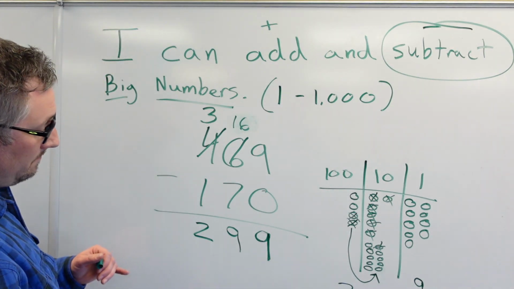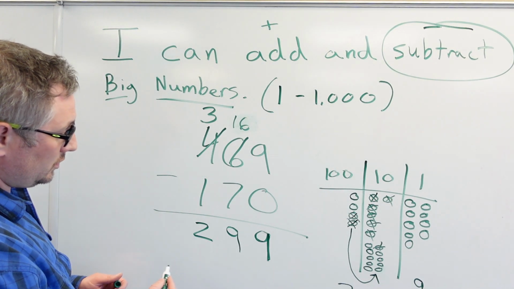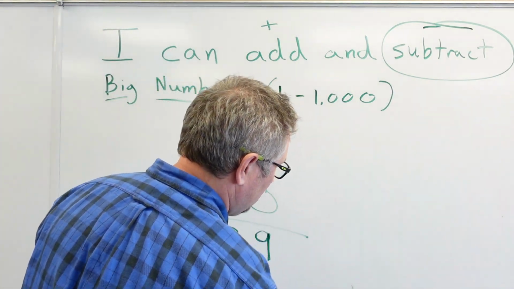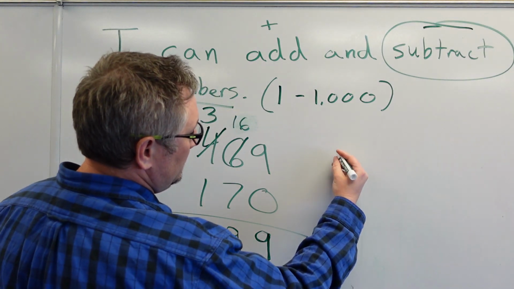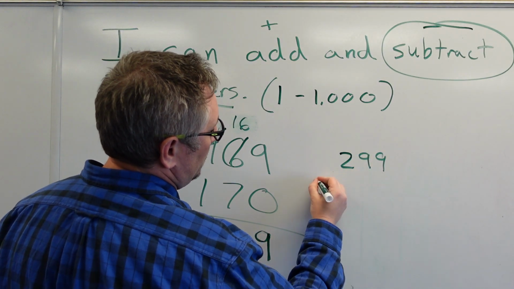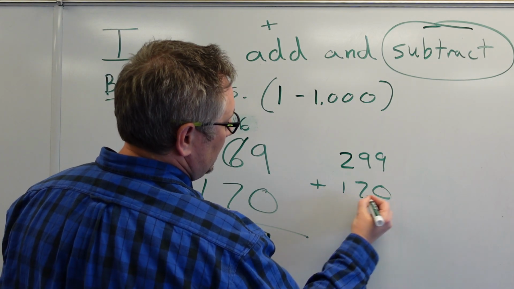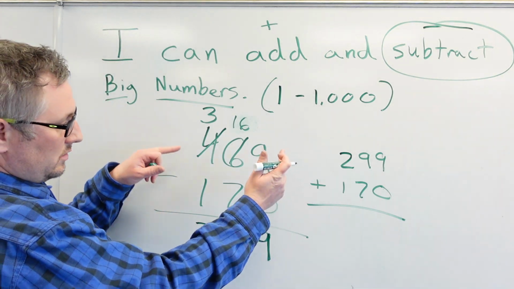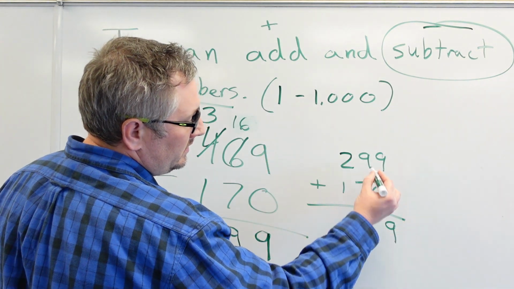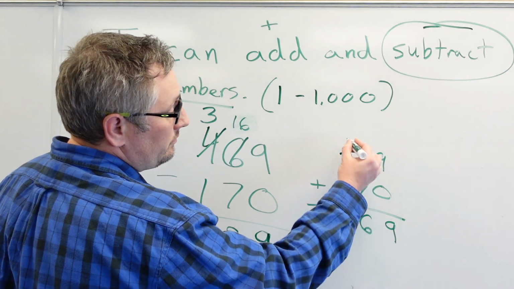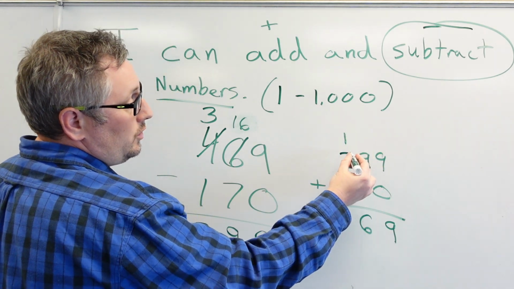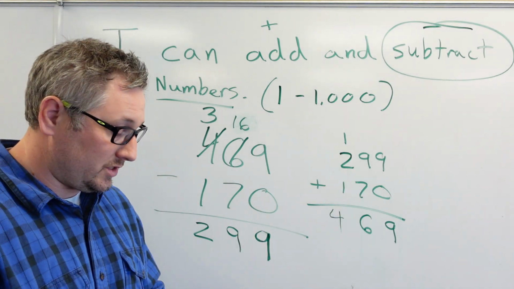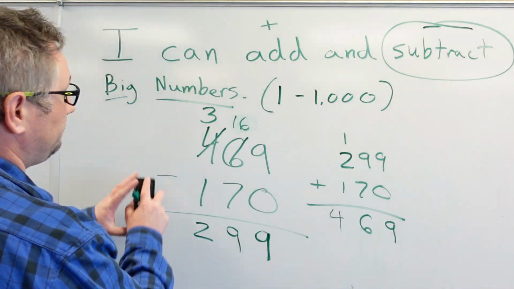I go back and I say 299 plus 170. Does that equal 469? Does the bottom plus the middle equal the top? 9 plus 0 is 9. 9 plus 7 is 16. I can rebundle those 10 tens. 100 plus 200 is 300 plus 400 is 469. I got the right answer. Let's do another one.